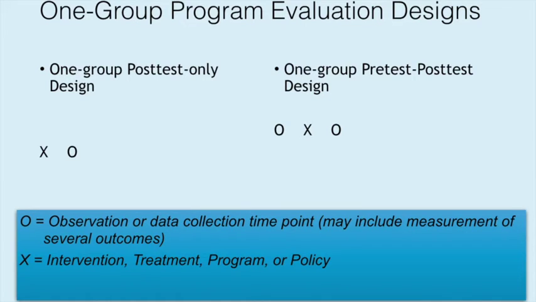A one group pre-test post-test design would be us measuring their knowledge before they come into the health fair. Then they go to the health fair and walk around and talk to everyone. And then as they're leaving, they complete that same collection, that same outcome form as they did beforehand. And then we compare their results from before to after the health fair.